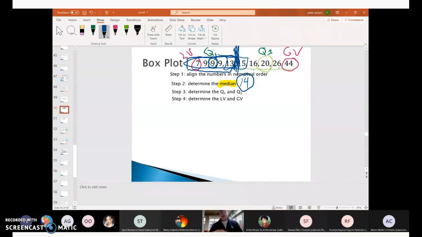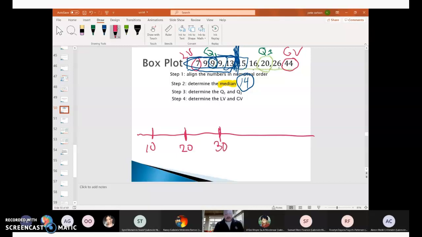So, we start at 7 and our highest number is 44. So, I don't want to make a number line that's like 7, 8, 9, 10, 11. That's going to take too long. So, I'm just going to make a number line. And again, the number lines will be provided for you. So, my lowest number is 7, so I might start at 10 and just make these go in multiples of 10. So, 10, 20, 30, 40, and 50.